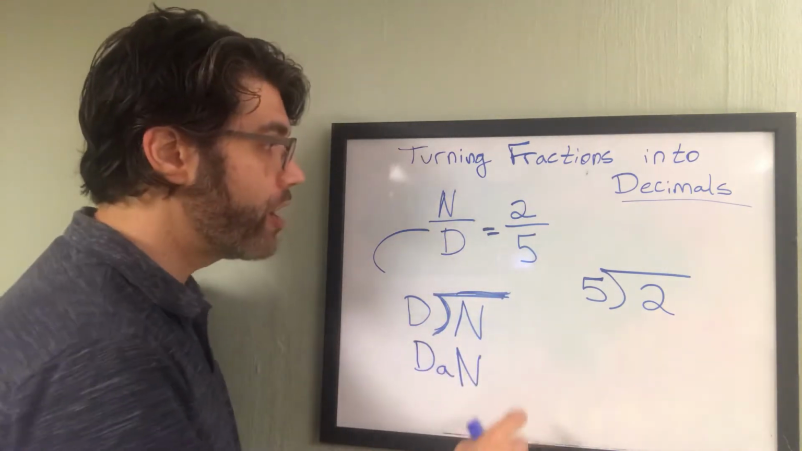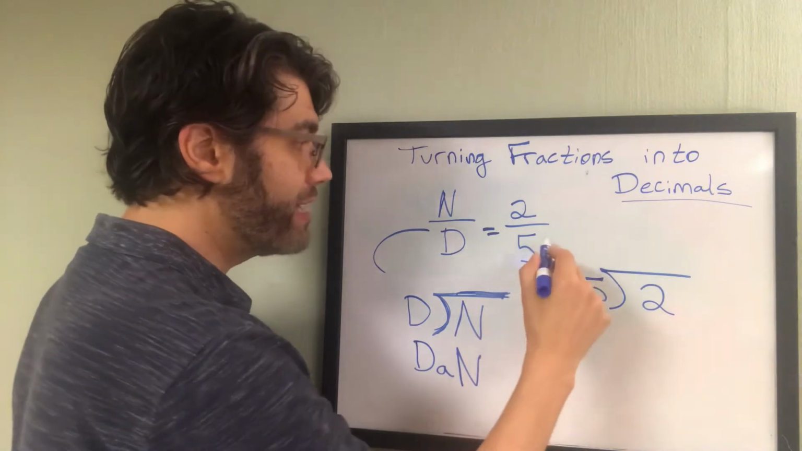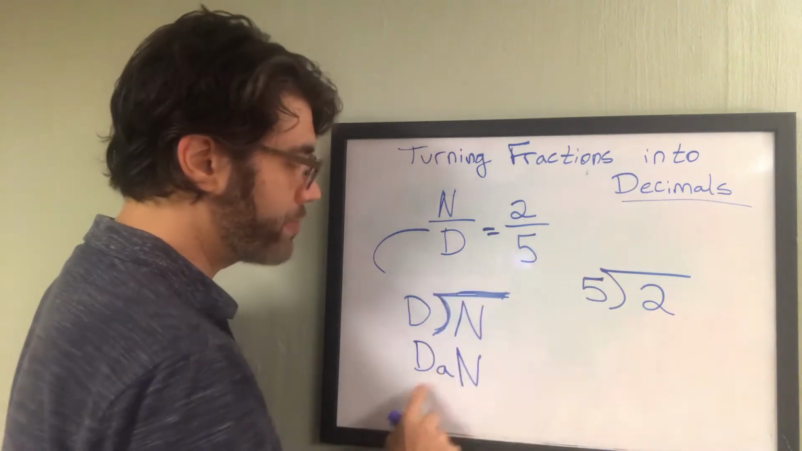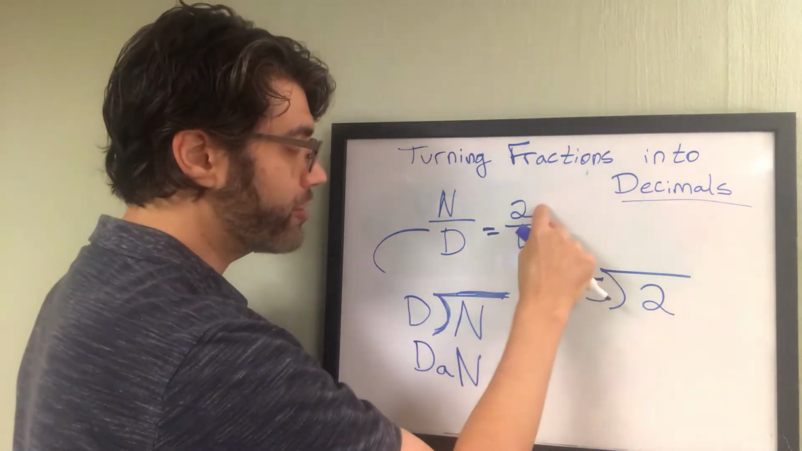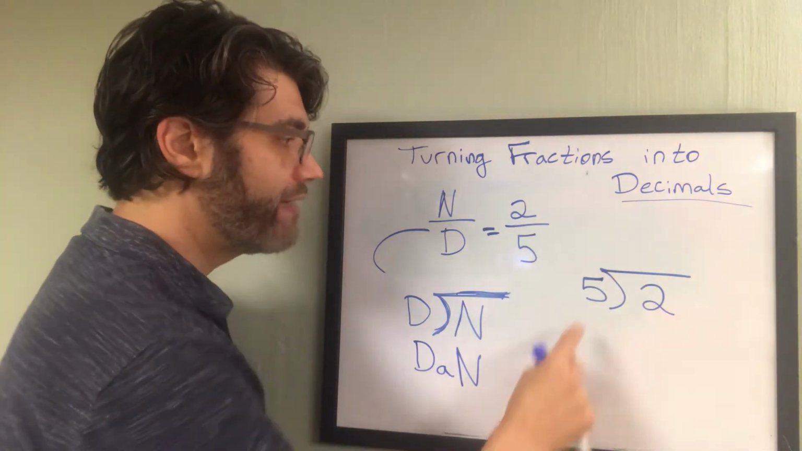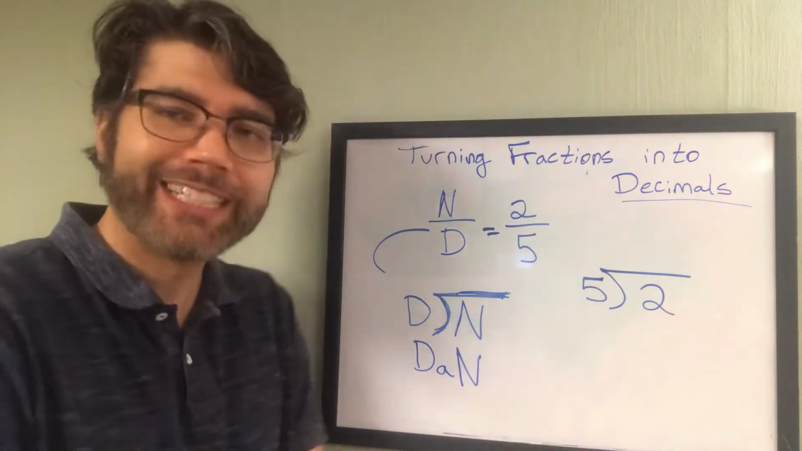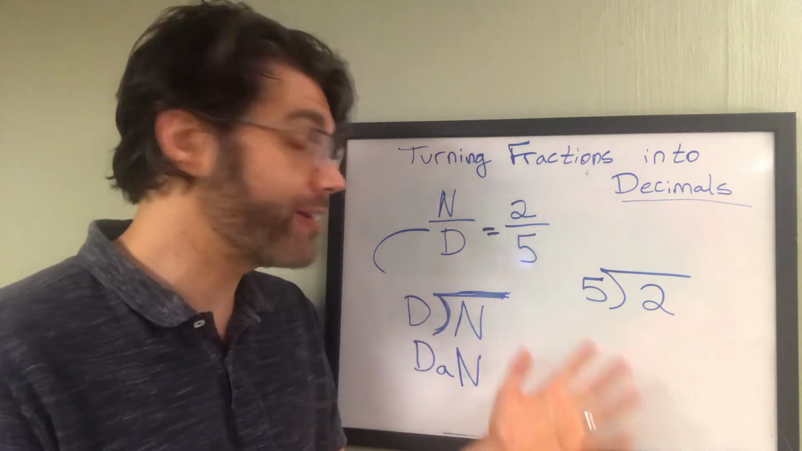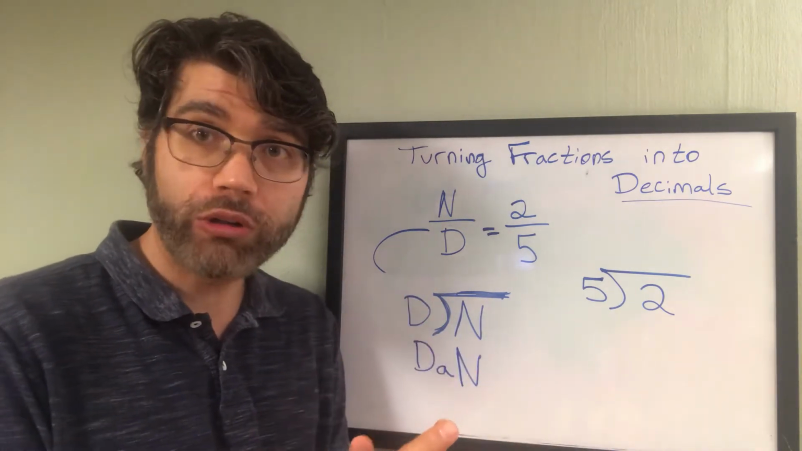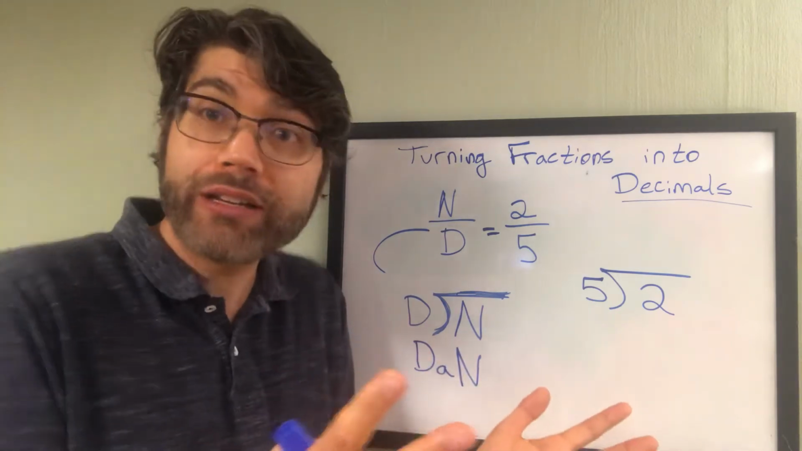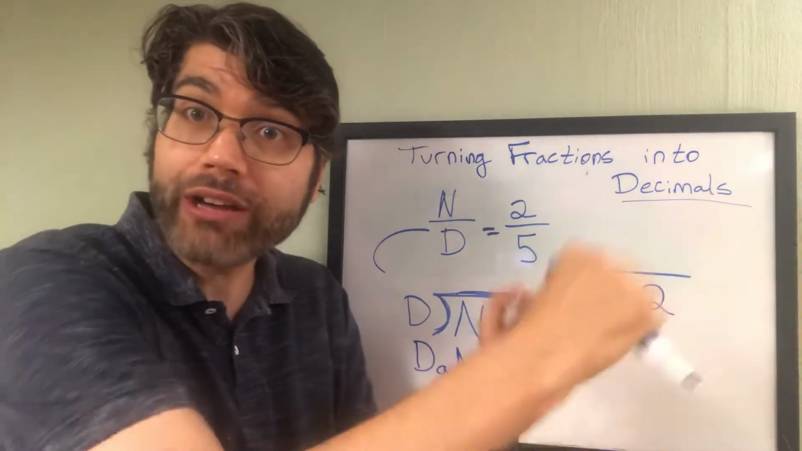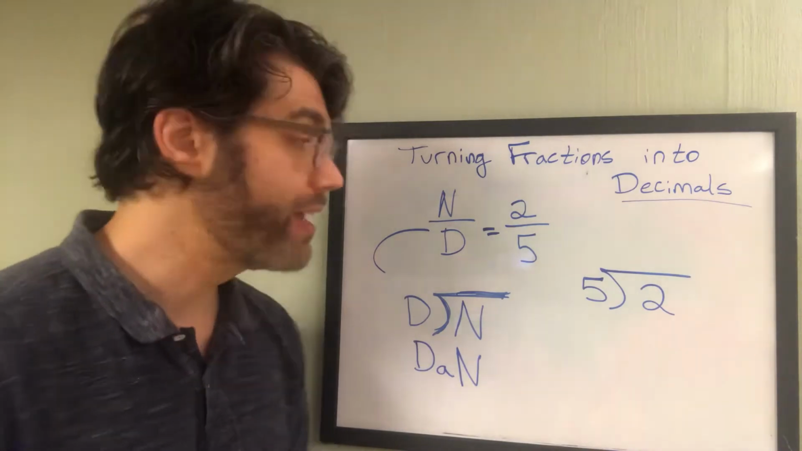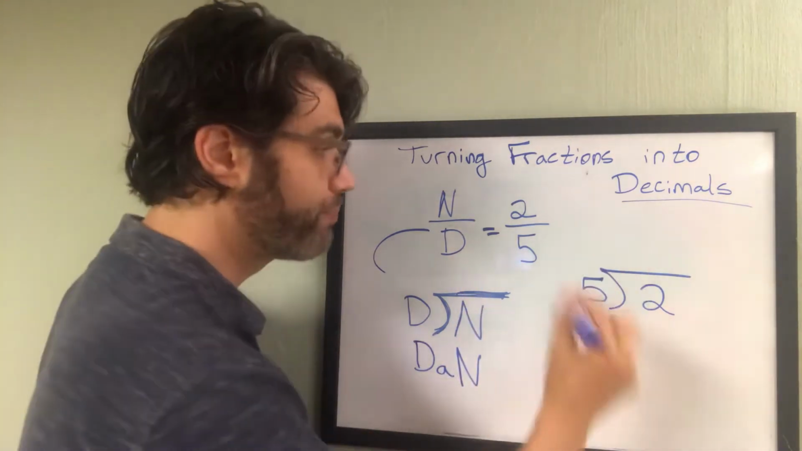So let's try. Okay, so 5 is our D here, and remember D is on the outside. 2 is our numerator, so that goes on the inside. 5 does not go into 2. That's too bad. So if there's ever a situation in math that you run into a wall, then create another creative way to get out of that predicament. In this way, we can do this.